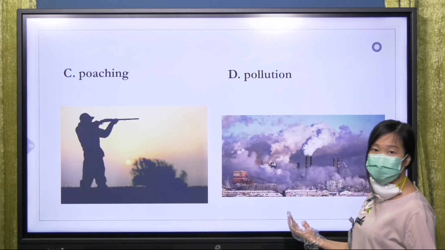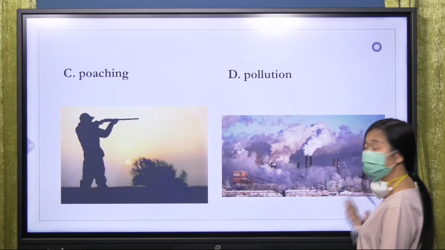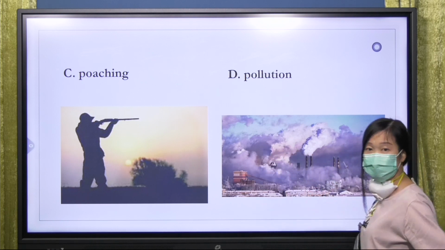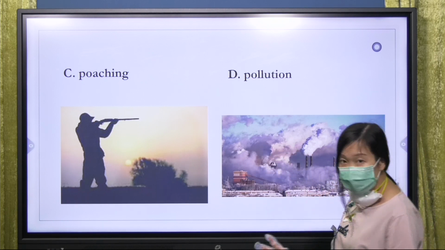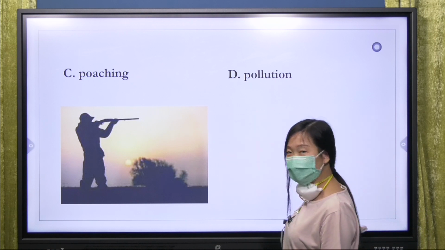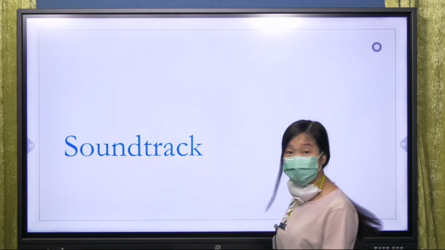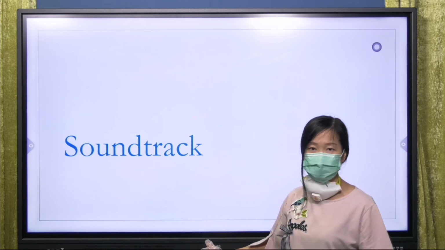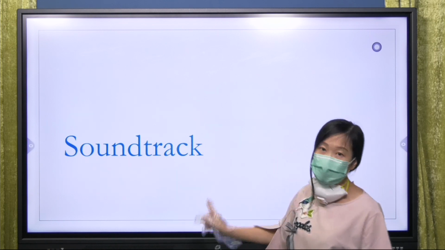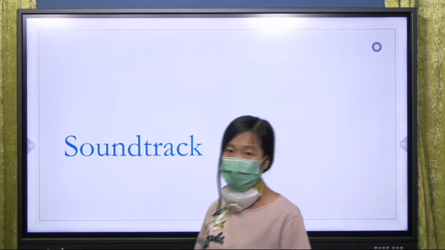And pollution. This word, pollution. Look at the air, the environment. So, now, are you ready for the exercise? I guess it's better now, right? So we will listen to the soundtrack and then try to write down A, B, C, D.